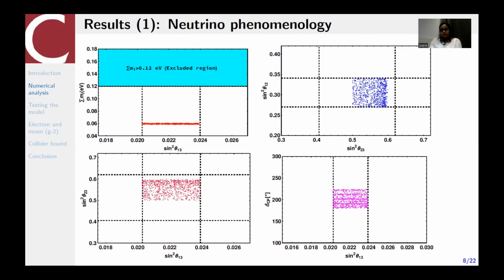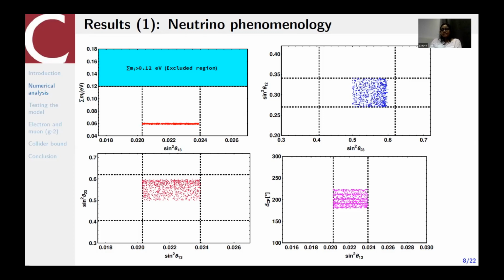Next. Now we have given the neutrino phenomenology results here. There are 4 panels. The first panel is the mass of the neutrino with respect to sin square theta 13, then the second one is the correlation between sin square theta 12 and sin square theta 23, the third one is the correlation between sin square theta 23 and sin square theta 13, and the fourth one is delta CP versus sin square theta 13.